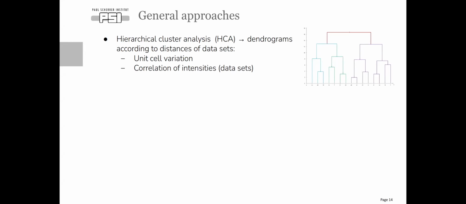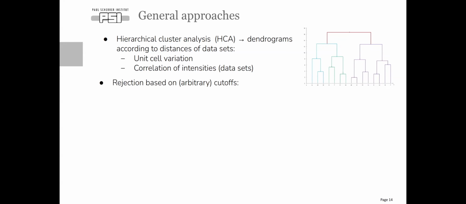I cannot cover all of them, obviously, but just to give you a brief overview, there's the HCA method, which gives us dendrograms. You can see one example on the right-hand side, which kind of clusters data according to distances of single data sets. These distances are calculated by different metrics. One very famous one is the program BLEND, where the unit cell variation, for example, is used as a metric to define how similar these data sets are. Another metric to do this is using the correlation of, obviously, the common intensities from two data sets.